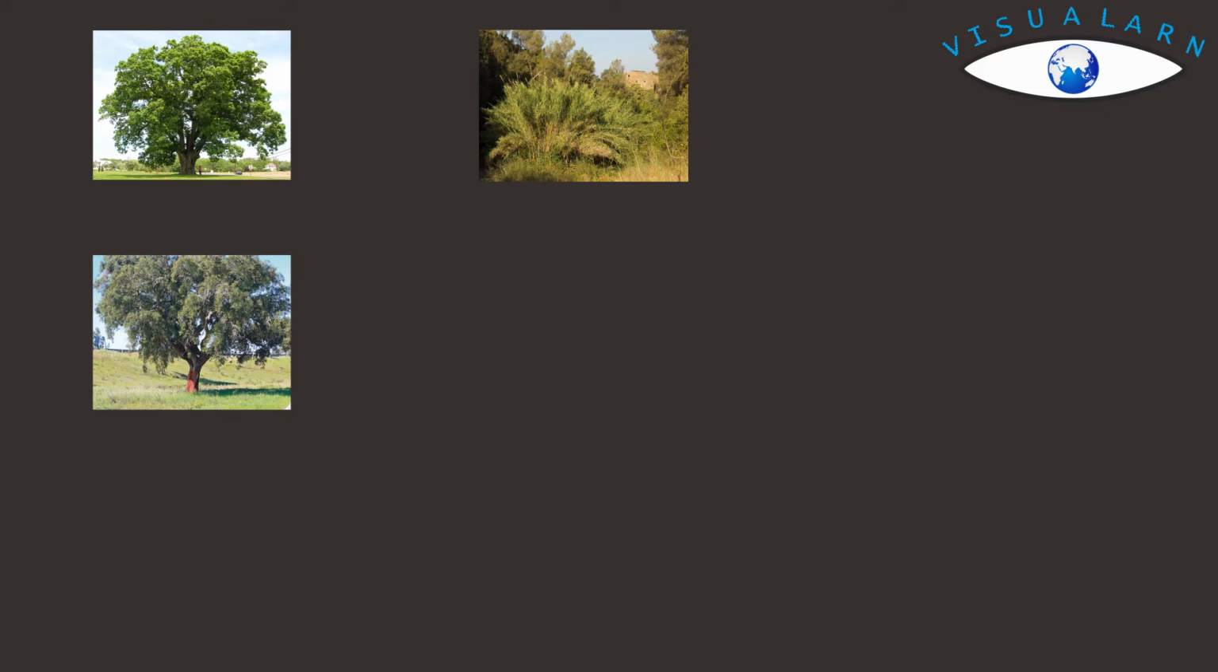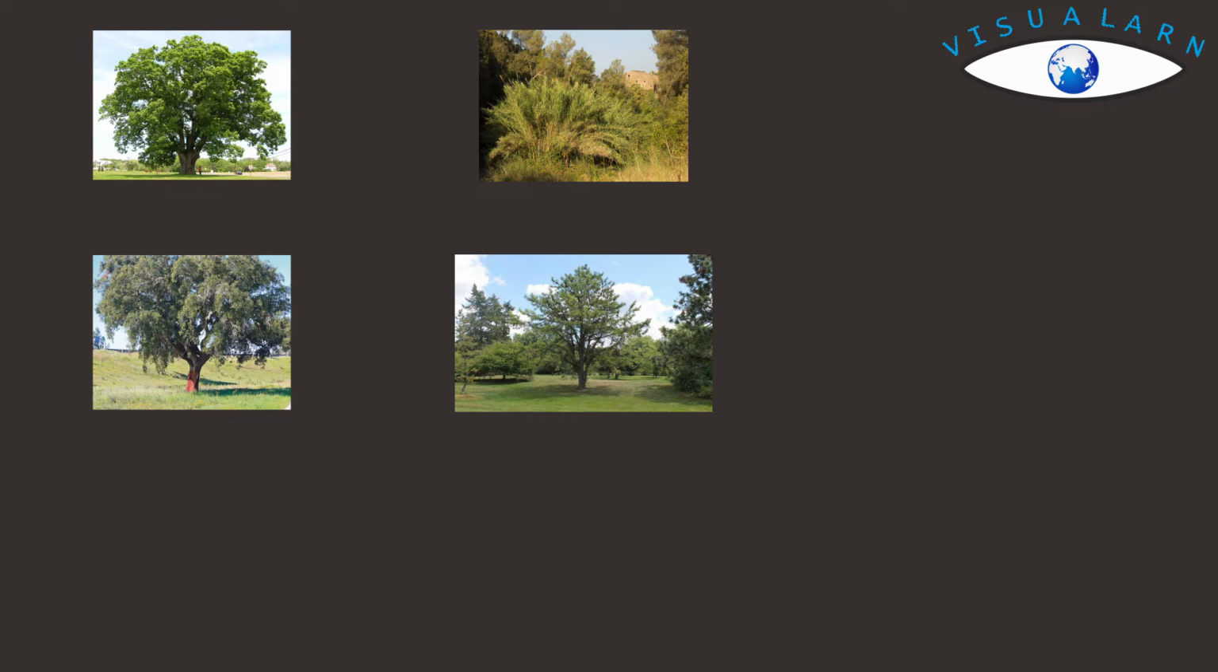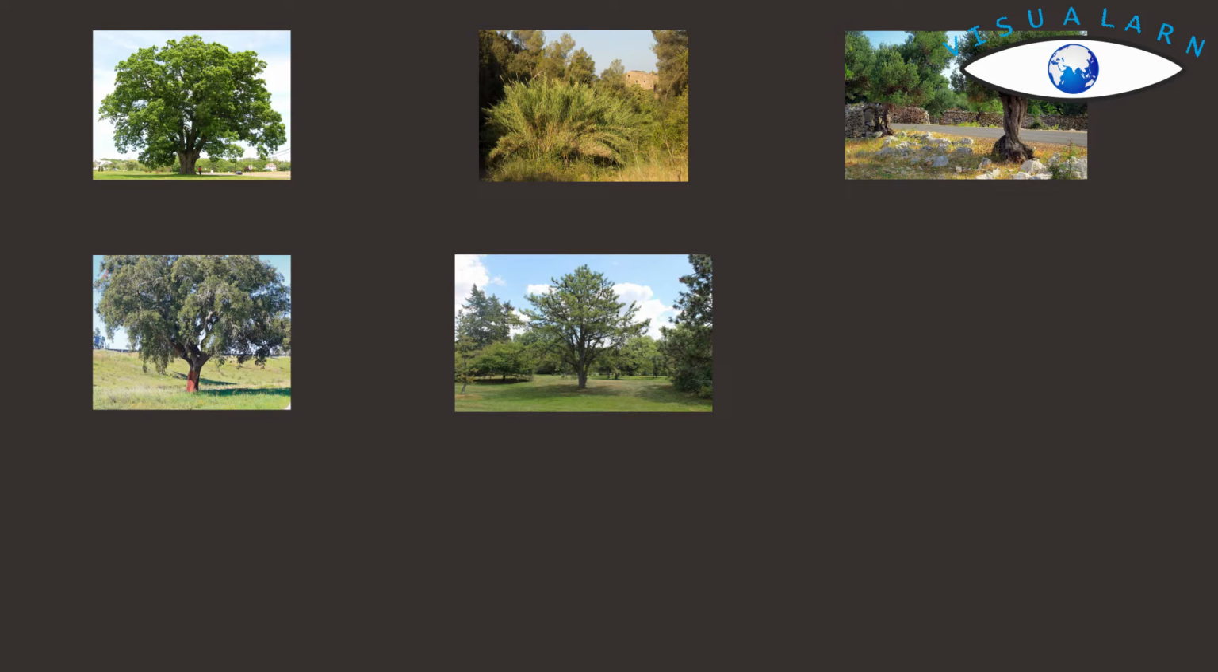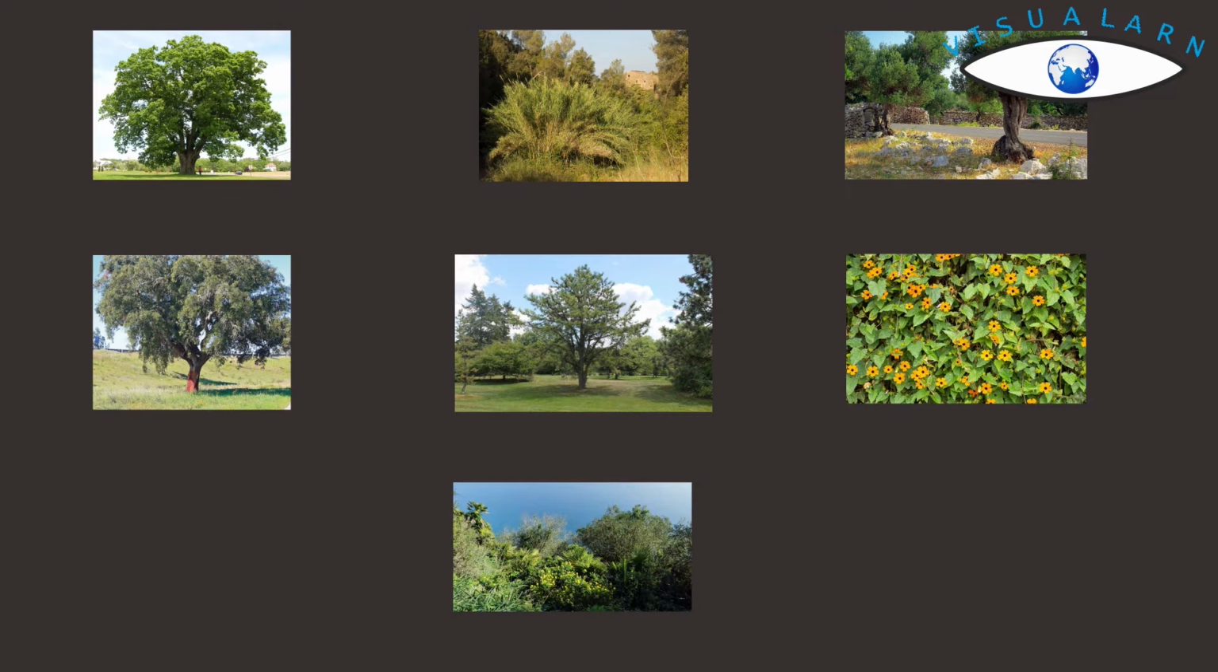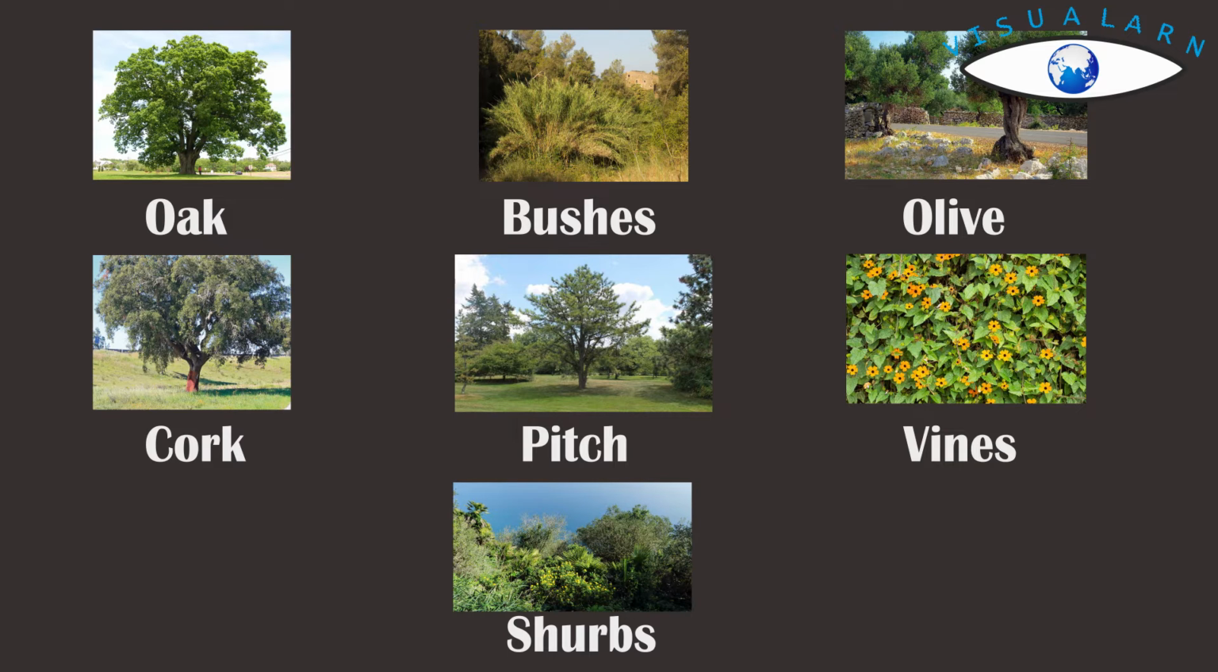The dense vegetation is composed of broad-leaved evergreen shrubs, bushes, and small trees, usually less than 25 meters. Cork, oak, olive, orange, peach, vines, etc. are common trees of this climate.